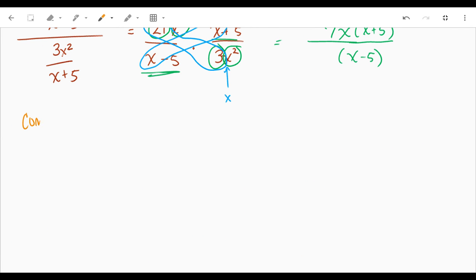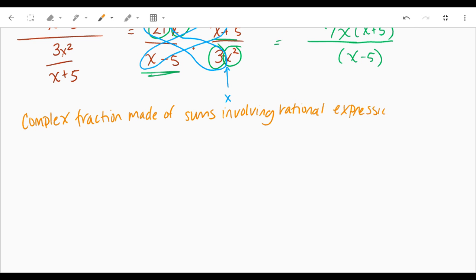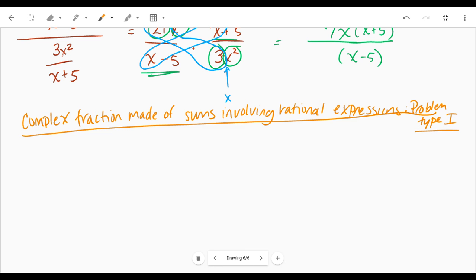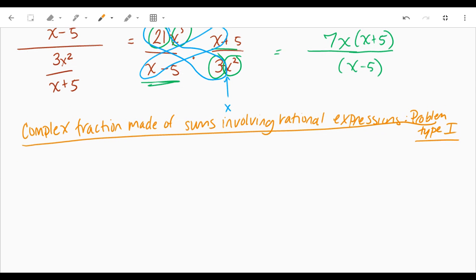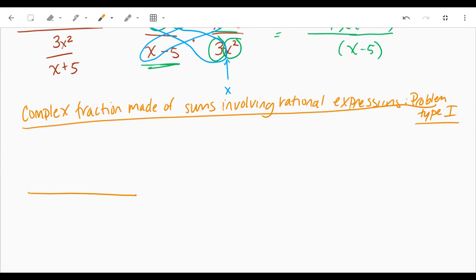Our next one is complex fraction made of sums involving rational expressions. And this is problem type 1. So for this one, again, we'll have fractions within fractions, but we're going to have a sum. The numerator will be 5 over 2v minus 7, and the denominator will be 5 over 2v minus 3. So we just want to simplify this.